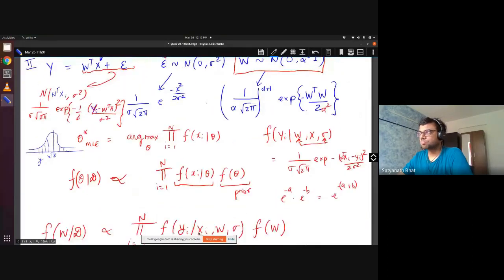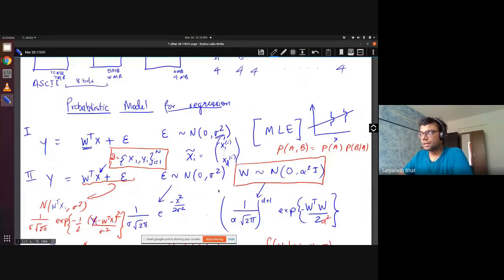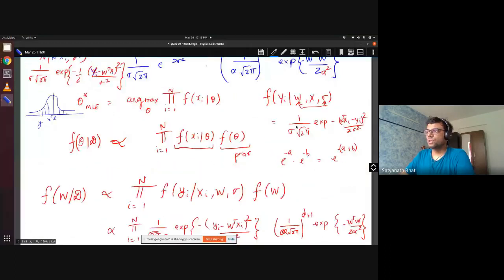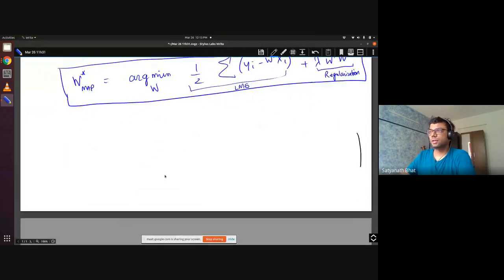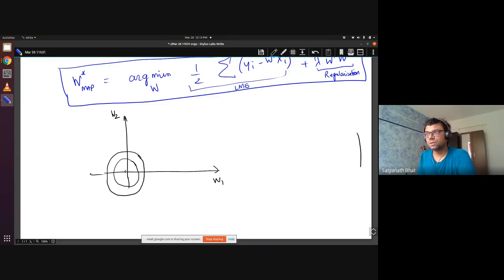See here, this W has a fixed prior. Alpha is fixed and known to you. So what that means is, if you look at the contours of a multivariate Gaussian, let me explain. This is your W space. Let us look at W1 and W2, two parameters, with zero mean. Depending upon alpha, you will have contours like this. I hope all of you can appreciate what a contour is.